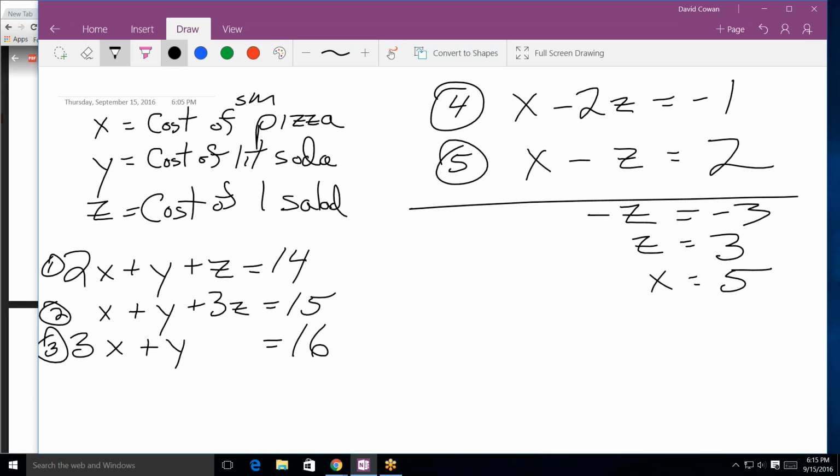And now we've got to solve for y, which is the easiest. In order to solve for y, we have to find an equation that has y in it. Well, the simplest one is equation 3. It doesn't even have the z in it. So we know that y is equal to 16 minus 3x. X is 5, so y must be 16 minus 15, which is 1.